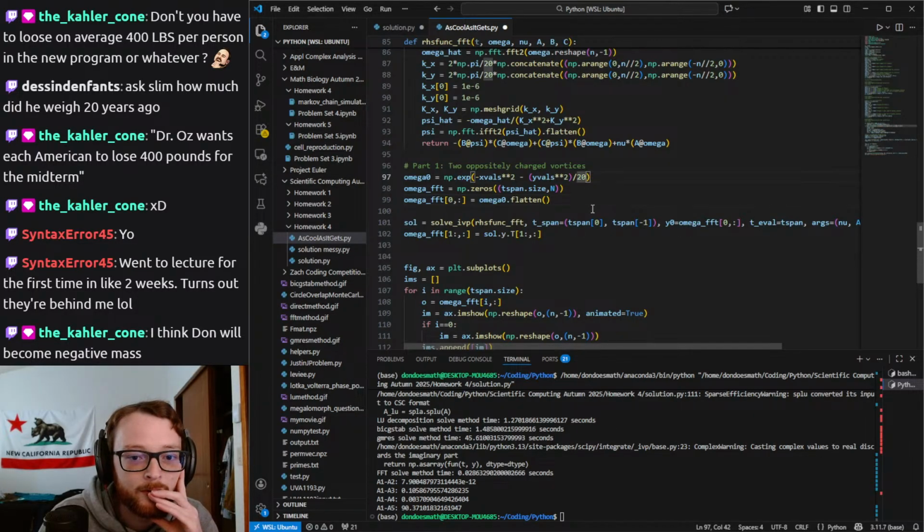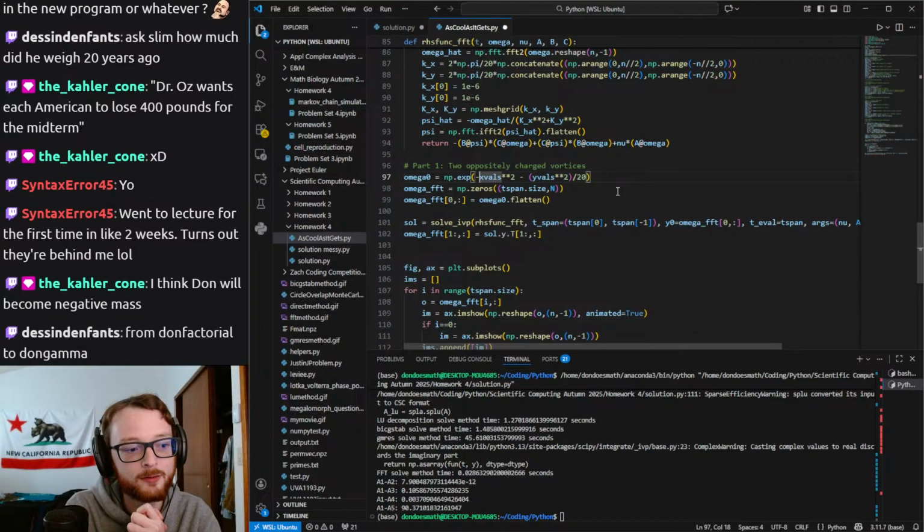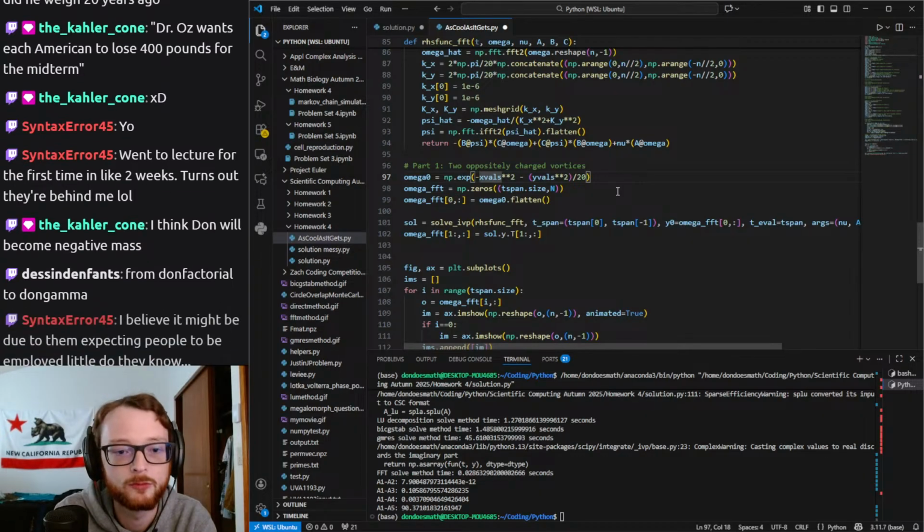Okay, so how do we want to do this? We need, I guess, for our initial omega, we need to do the sum of two Gaussian bumps. I guess difference.